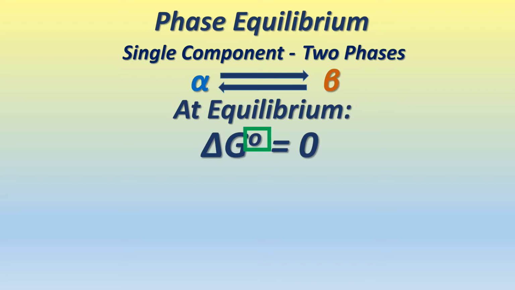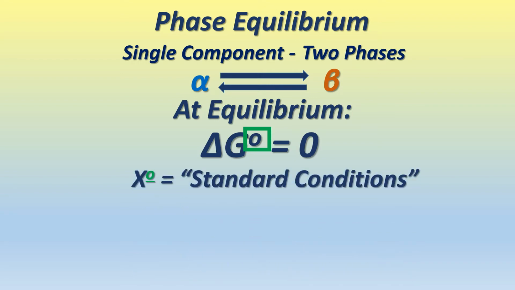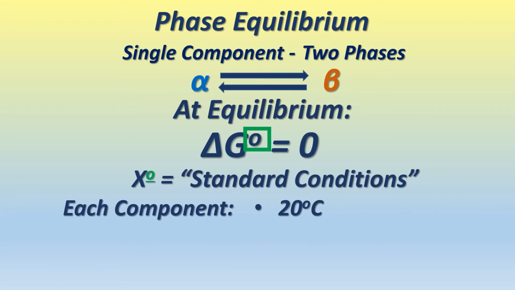This particular statement has a new aspect added: the superscripted 0 next to G. Anything with a superscripted 0 next to it means it's a process done under what are called standard conditions. The standard conditions mean for each component in the system, you're at 20 degrees C. Each and every gas that may be present in any phase is at 1 atmosphere. And every component in a solution is at 1 molar concentration.